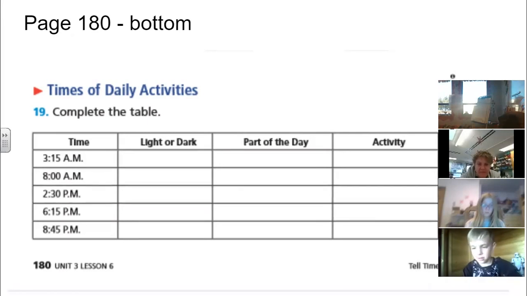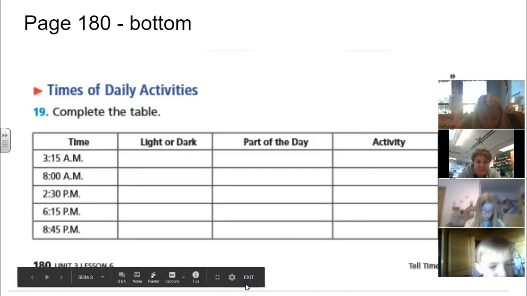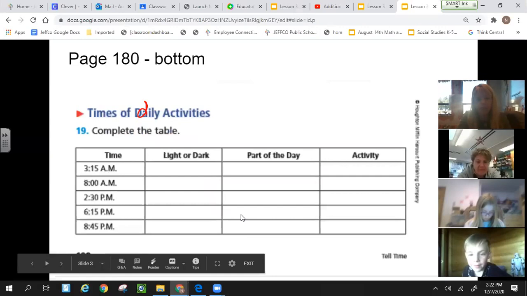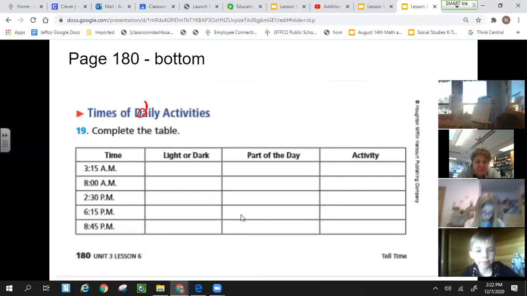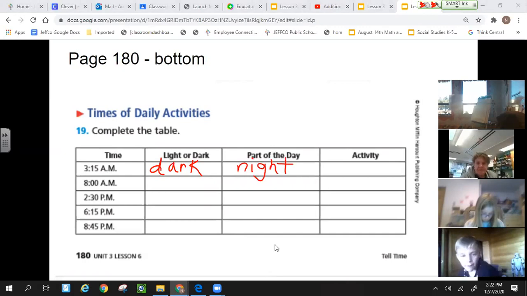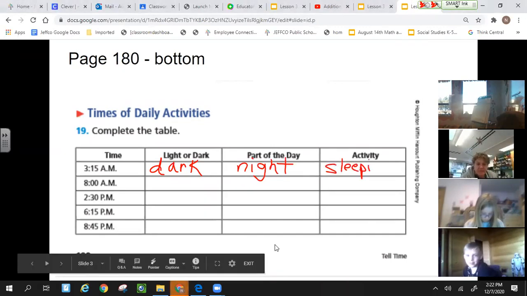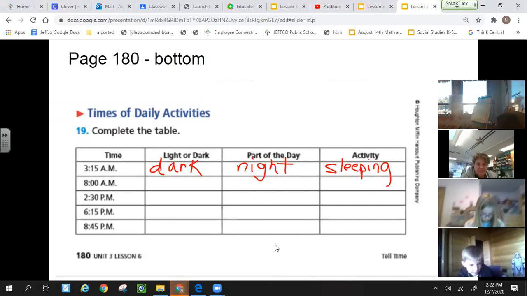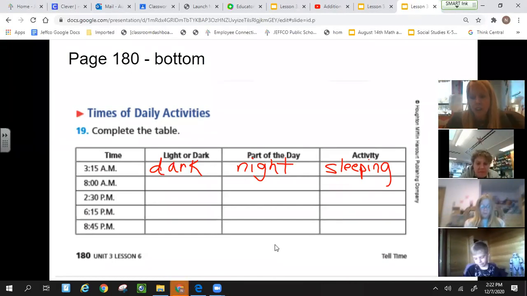How do you know? Because 3:15 a.m. is really, really early in the morning when it's still dark. Yeah, we're sleeping at 3:15 a.m. I'm in bed sound asleep, so it's dark. That's nighttime. And what we would be doing at night is sleeping, unless maybe you have the night shift at a special job. If you're a nurse or a doctor, or you work in a factory that is open at night. Most of us, however, are sleeping.